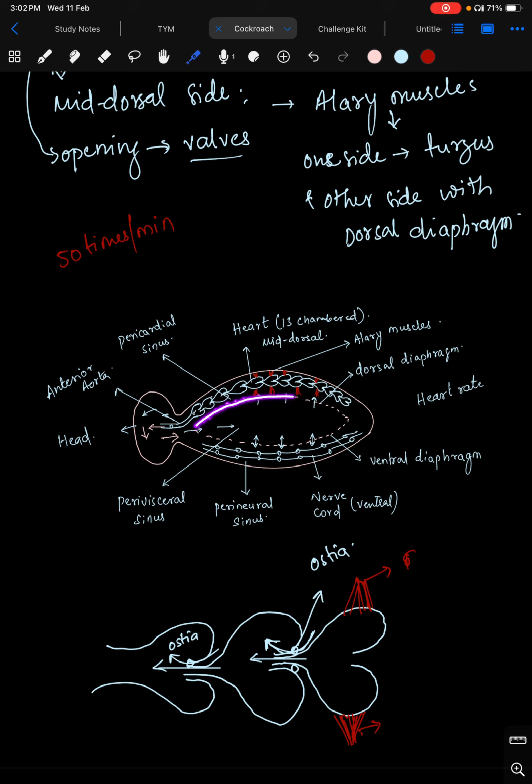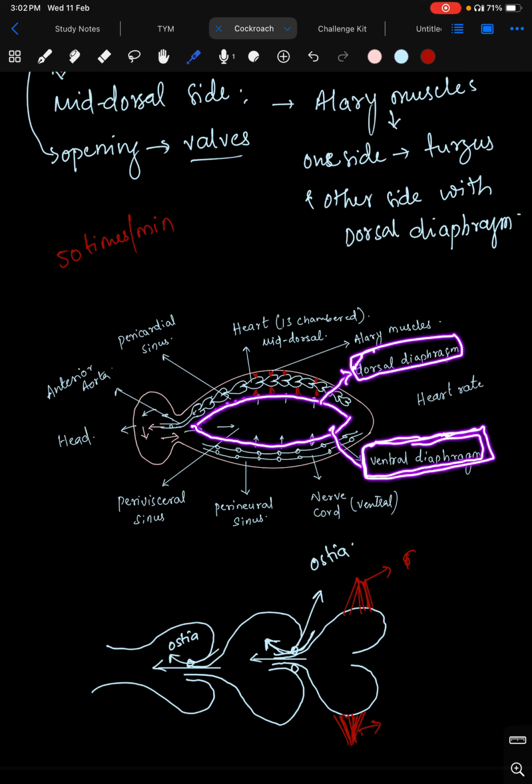Whatever these diaphragms are there, this is known as the dorsal diaphragm, which is present on the dorsal side. So that's why it is known as the dorsal diaphragm. Whereas the next one, another diaphragm, is known as the ventral diaphragm. The diaphragm which is present on the dorsal side of the cockroach is known as the dorsal diaphragm, and the diaphragm which is present on the ventral side of the cockroach is known as the ventral diaphragm.